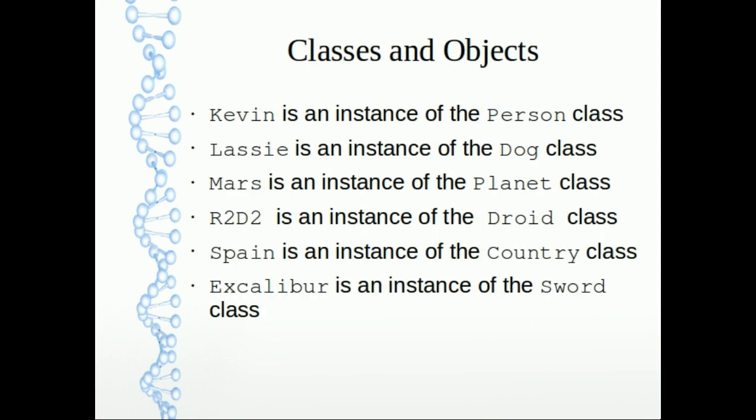Kevin is an instance of the person class. Lassie is an instance of the dog class. Mars is an instance of the planet class, and so on. Notice that in each of these examples, the object is a discrete instance. There is only one Kevin, and there is only one Lassie, but there are many persons, and there are many dogs. This is the correct relationship between objects and classes.